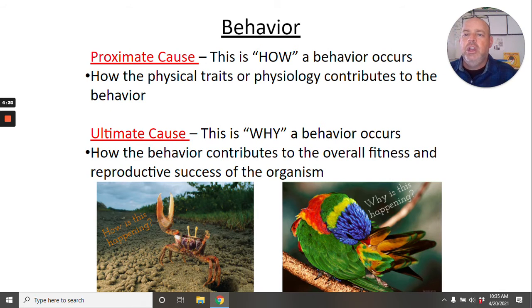Couple terms for you: proximate cause, ultimate cause. Proximate cause is how. How does the behavior occur? How does the biology work? How does the physiology work that contributes to all of these behaviors? And then the ultimate cause is just why. When you think about why all these behaviors happen, they generally come back to overall fitness and reproductive success. So it's basically back to natural selection, right? Survive and reproduce, survive and reproduce. That's what organisms want to do. Okay, but when we talk about proximate cause, it's about how something happens. When we talk about ultimate cause, it's about why something happens.